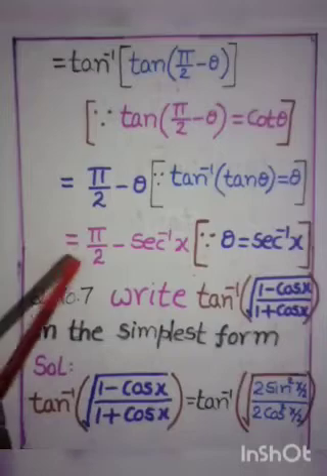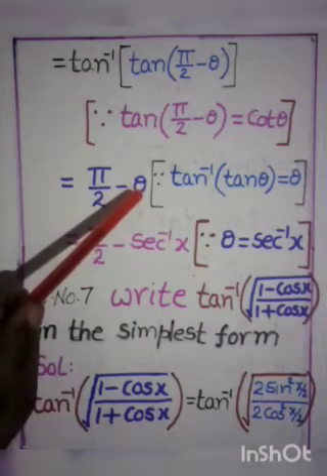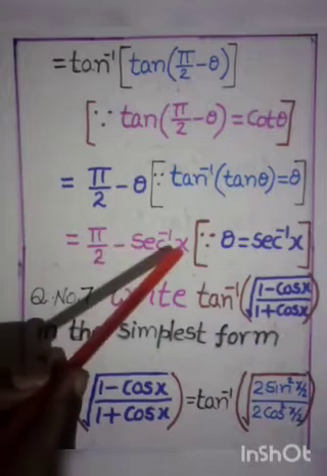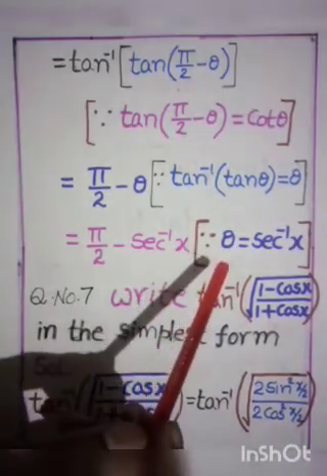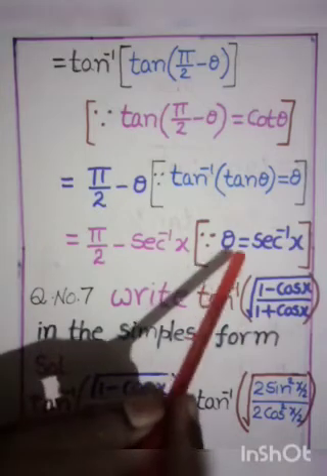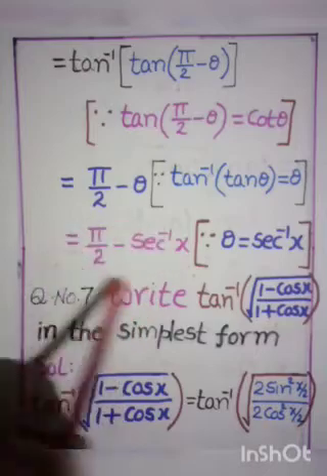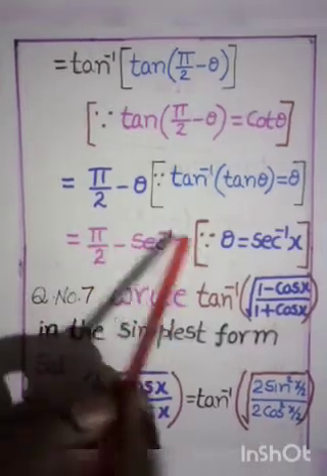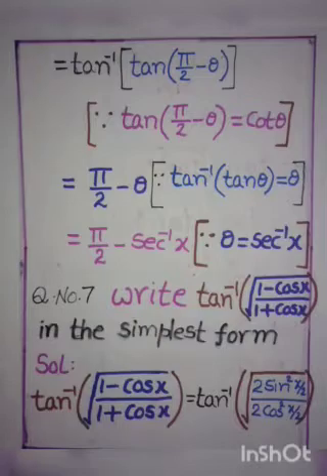Right. That is equal to pi by 2 minus theta. What is theta here? Secant inverse x. In the first step of this question, we substituted, therefore theta is equal to secant inverse x. So this is the simplest form of the given inverse trigonometric function. Understood, my dear children? Right.